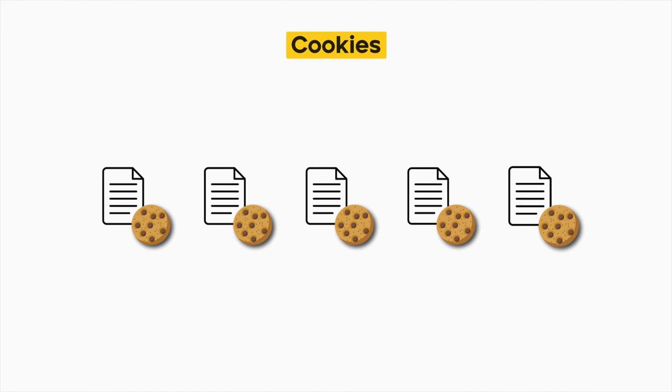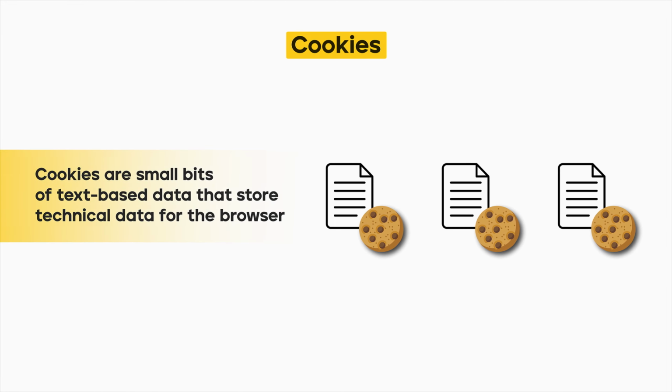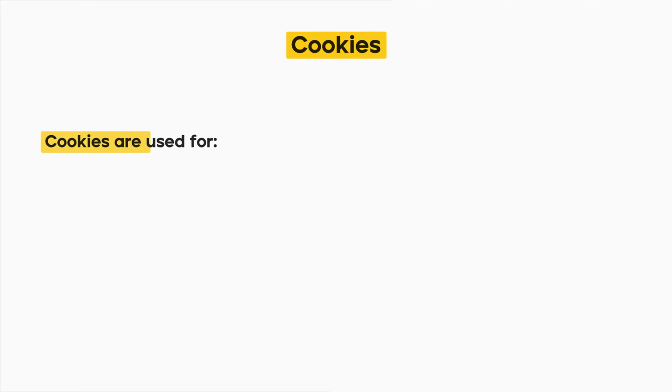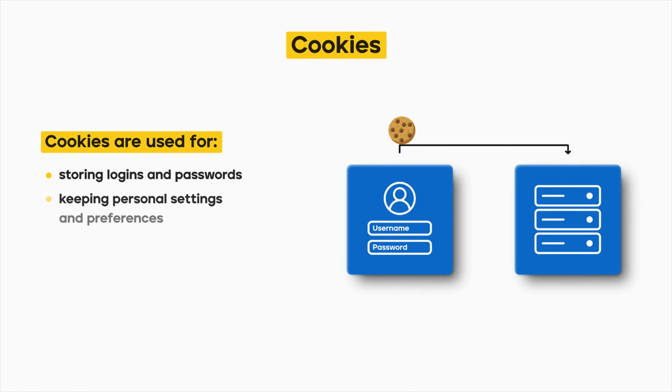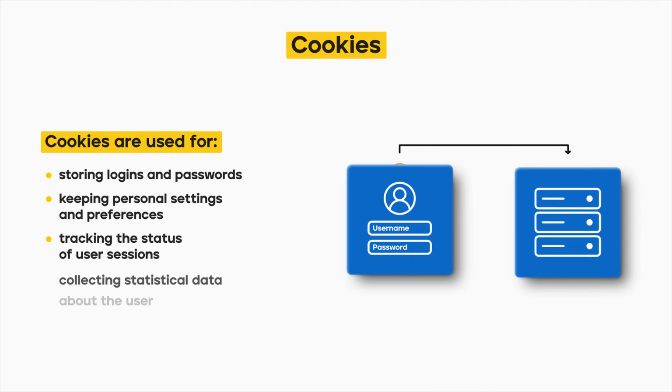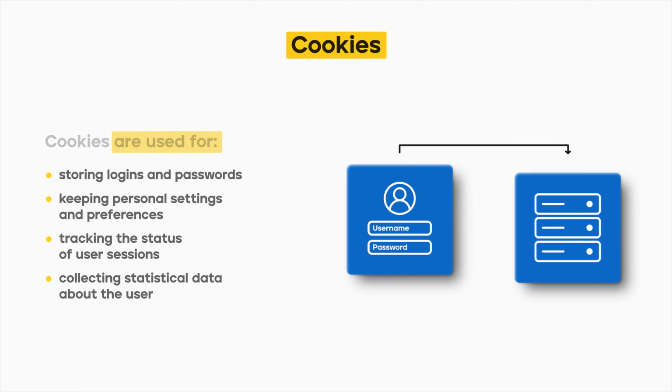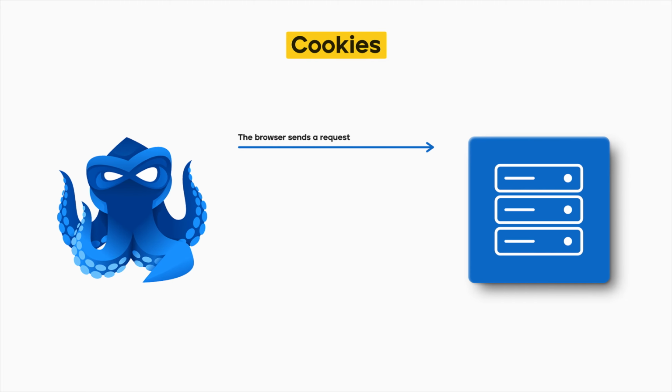Cookies are small bits of text-based data that store technical data for the browser and are used for storing logins and passwords, keeping personal settings and preferences, tracking the status of user sessions, and collecting statistical data about the user. Many websites check cookies during registration and authorization.